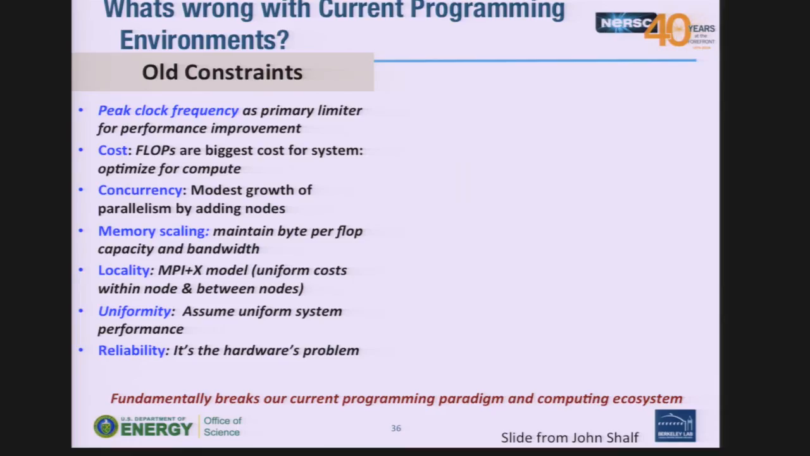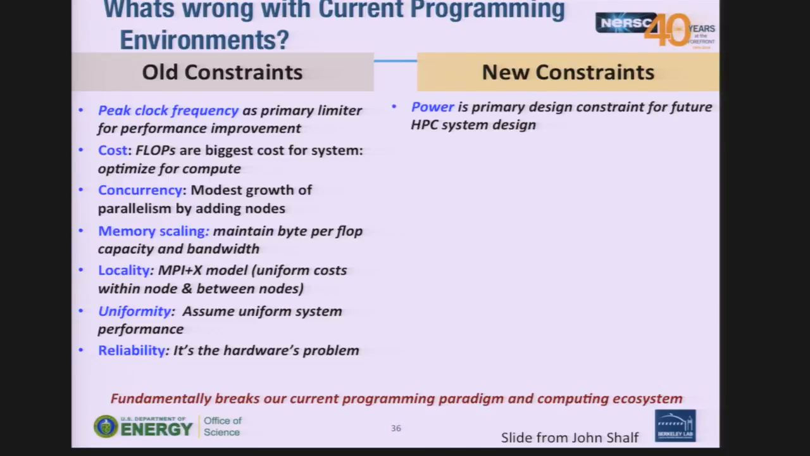The next couple of slides are from John Shalf, who is in our computational research division. And so, something that John looked at is how did we used to buy computers and how are we looking at them now? One thing he said is, we used to look at this peak clock frequency, and now, we're really designing for power. Flops used to be a big cost. Now, data movement. It's moving data from memory back and forth.